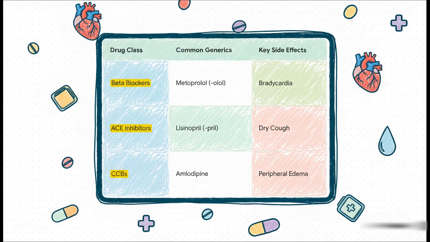Then we have ACE inhibitors, ending in pril. These are so important for protecting the heart, but they come with 2 classic side effects. One is that persistent, annoying dry cough, and the other, much more seriously, is angioedema. That's a dangerous swelling of the face, lips, and throat. And lastly, calcium channel blockers, like amlodipine, which can also cause a headache or something called peripheral edema. That's just swelling in the ankles.